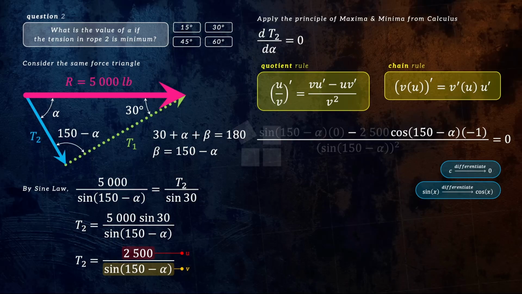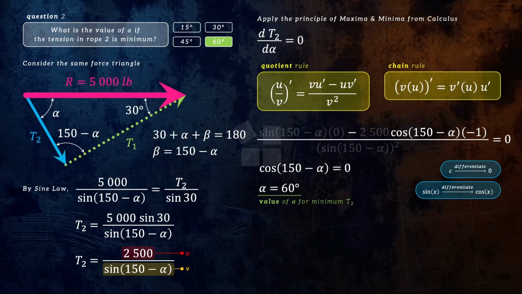From what's left, we can still simplify it because the negative of negative 1 is simply positive 1. Hence, leaving us with cosine of 150 minus alpha is equal to 0. Solving now for alpha will give you a value equal to 60 degrees. And this is the final answer for the second or last question.